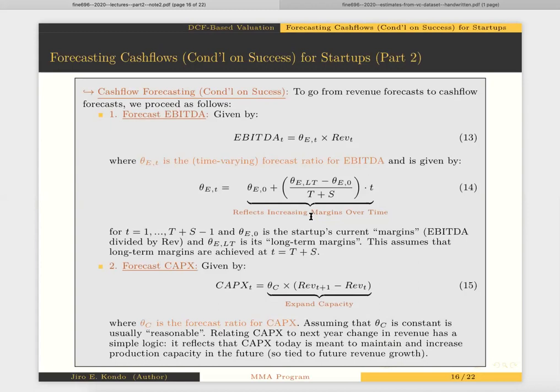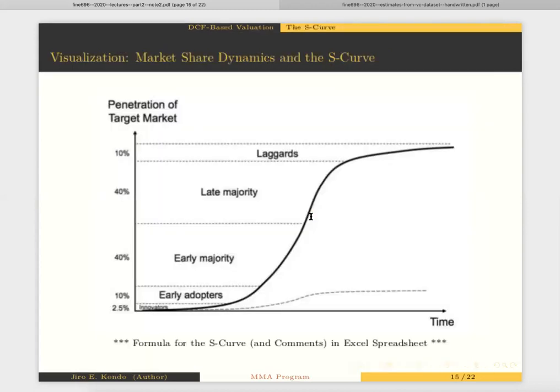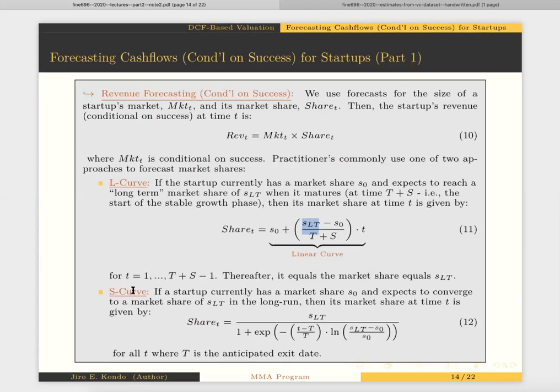All right, so now what I want to do is talk about how we can go from there. What we've discussed so far is we can use either an L curve or an S curve to forecast market share, conditional on success. If we, in addition to that, have estimates of market size over time, we can just take the product of those two numbers to get revenues for our company, conditional on success.